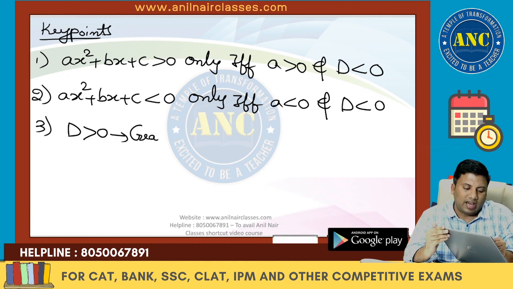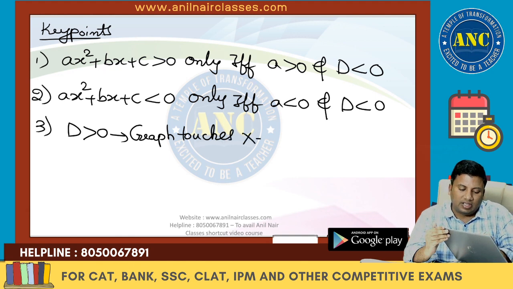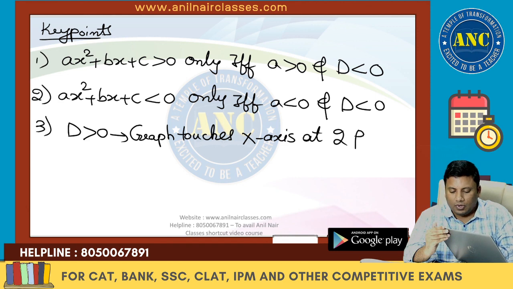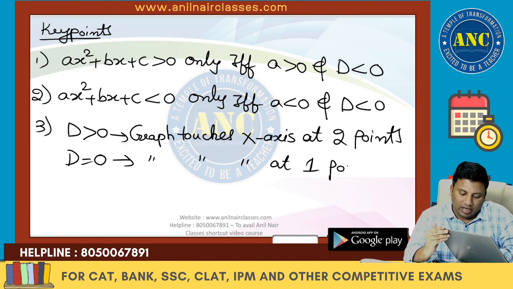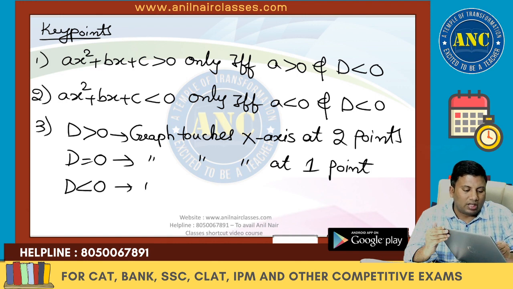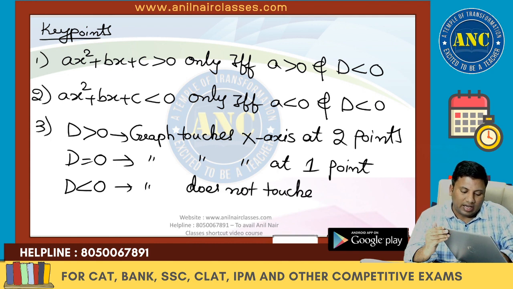D is greater than 0: the graph touches the x-axis at 2 points. D equivalent to 0: the graph touches the x-axis at 1 point. D less than 0: the graph does not touch the x-axis.